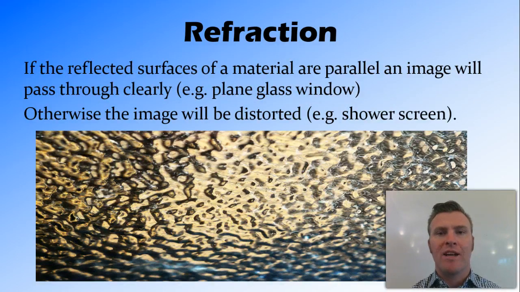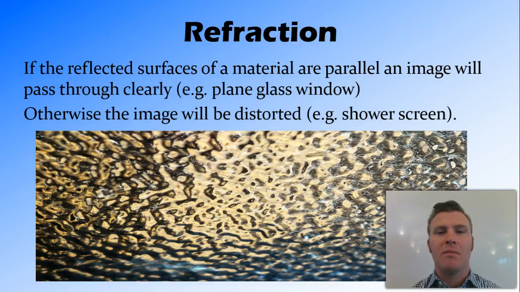And just like reflection can either be specular or diffuse, if a refracted surface has parallel sides, so for example a plain glass window which is flat on both sides, the image will pass through clearly. And that's why we can see through a window. If they are not parallel, the image will be distorted.